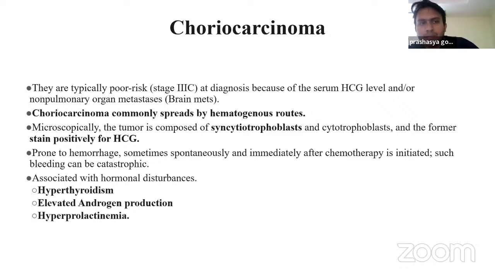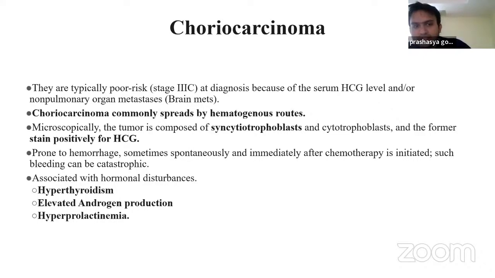Choriocarcinoma is another subtype. It has a poor risk at diagnosis because of the high serum beta HCG level and non-pulmonary organ metastasis, most commonly to the brain. It is one of the testicular malignancies that spread primarily by hematogenous routes. It is composed of syncytial trophoblast and cytotrophoblast, and the former stains positive for HCG. This malignancy is prone to hemorrhage either at the primary or at the site of metastasis. That can occur either spontaneously or after chemotherapy, and such bleeding, especially at metastatic sites like the brain, can be catastrophic.